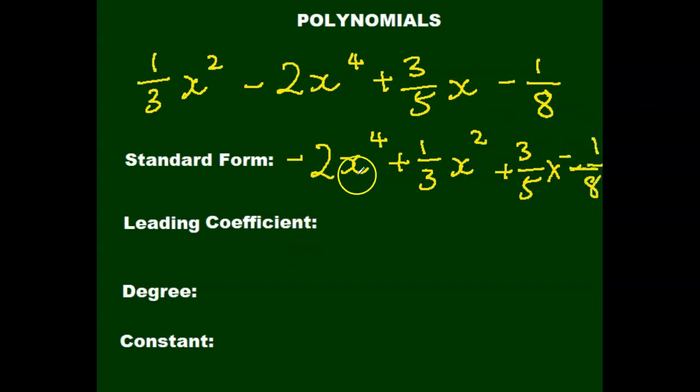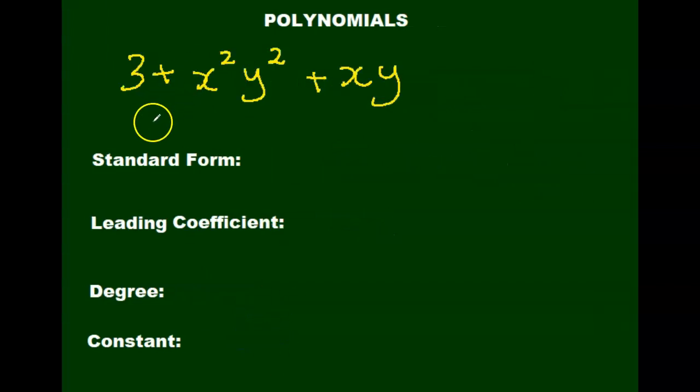What's our leading coefficient? That would be the big number next to the variable, which is our letter, that has the highest exponent, which is that little power there, or the little number on top. So the leading coefficient is -2. What's your degree? The degree is the highest exponent, which is 4. And what's your constant? Your constant is the number that doesn't have those little letters or variables, and that is -1/8.